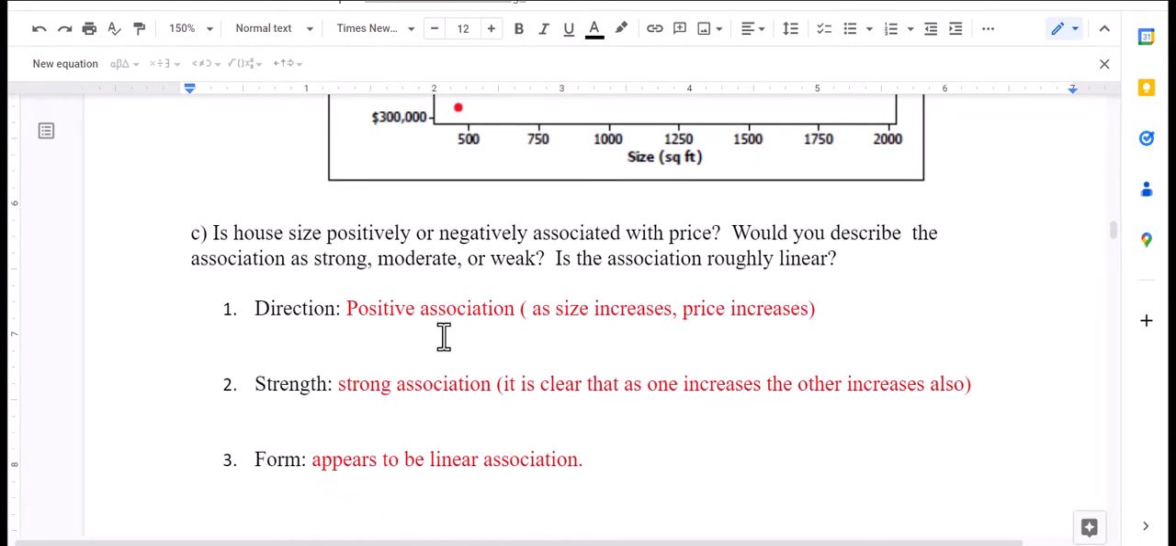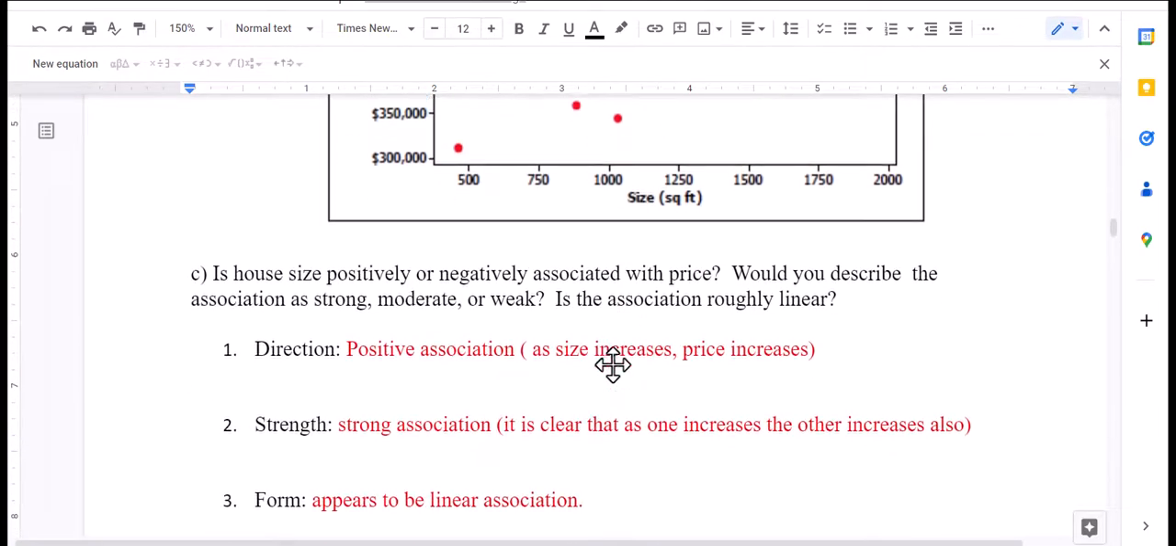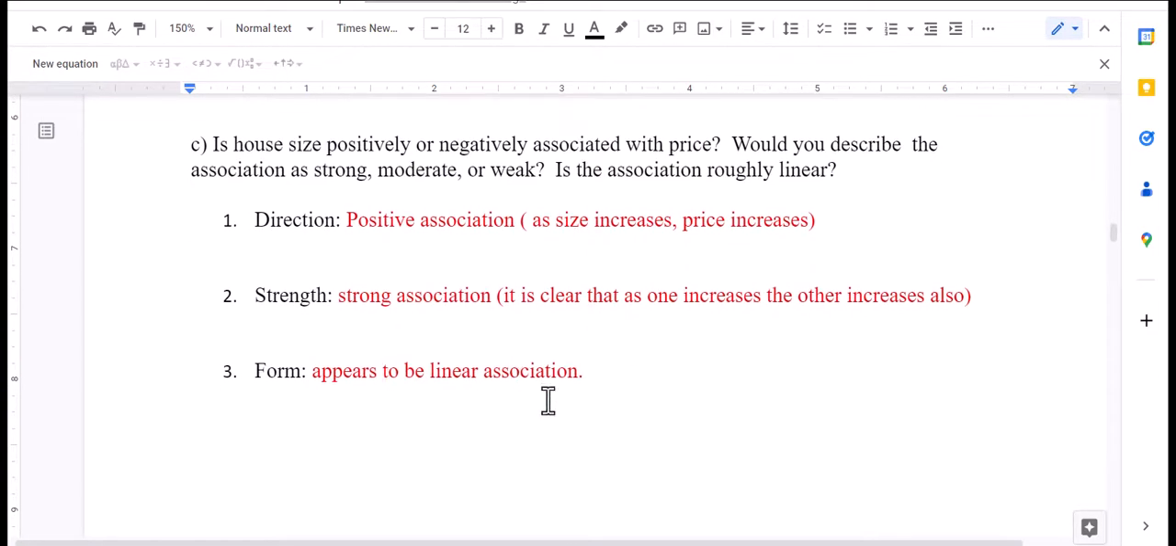Strength is a strong association. We can definitely tell that as the size increases, so does the price. So we can say that is a strong association, and it appears to be linear.